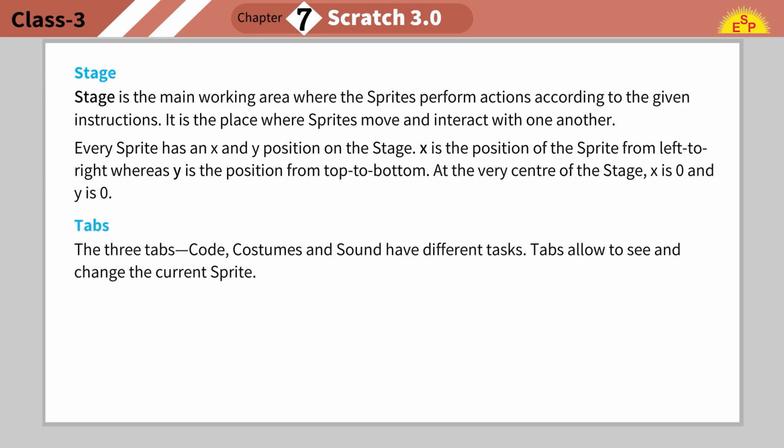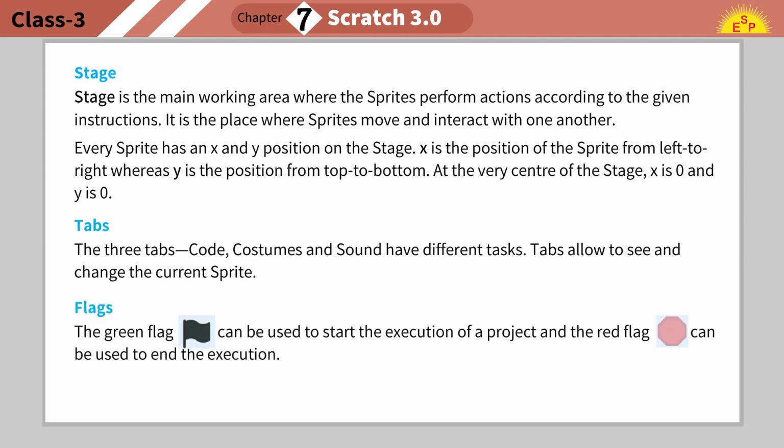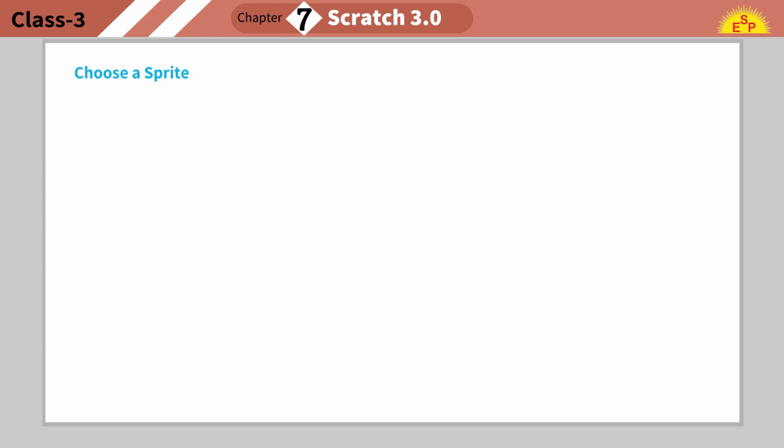Tabs. The three tabs, code, costumes and sound, have different tasks. Tabs allow to see and change the current sprite. Flags. The green flag can be used to start the execution of a project and the red flag can be used to end the execution.